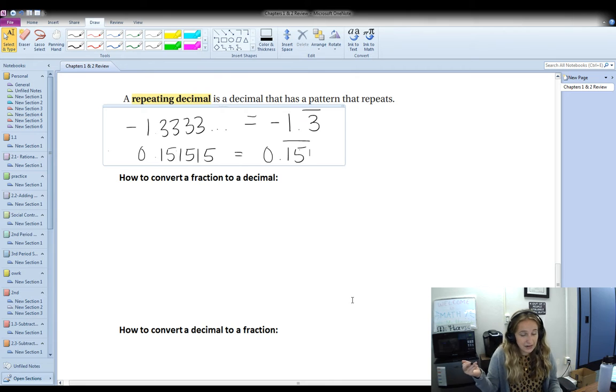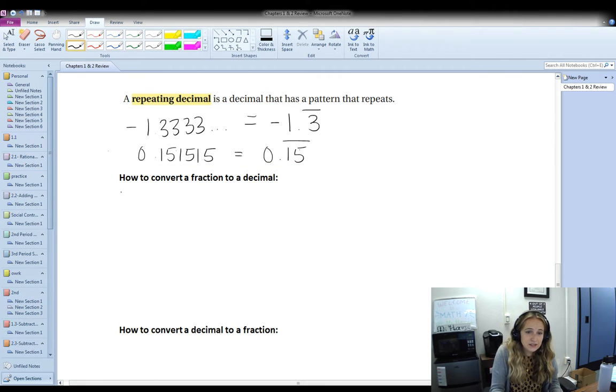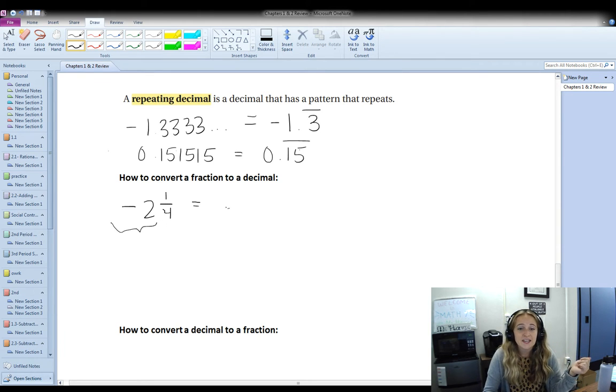All right. So how do we convert a fraction to a decimal? Just a reminder, how do we do it? Well, let's take a look at this example, negative 2 1/4. First thing that you want to know, this number right here is always going to stay the same. That's an integer, so you don't have to change that. Whatever the whole number is, that's going to stay on the left side of the decimal point. Always, always, always.